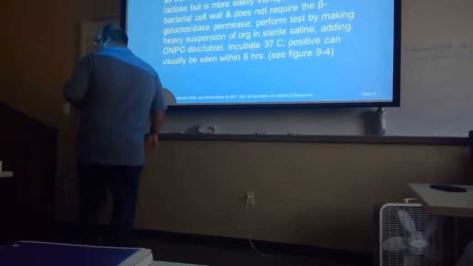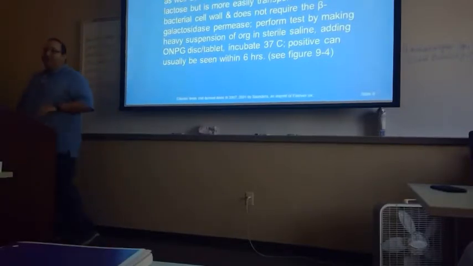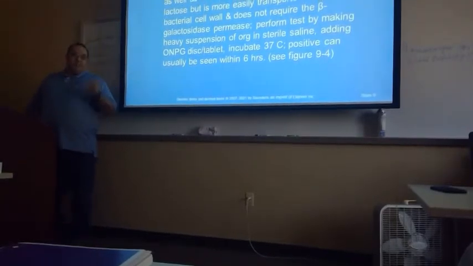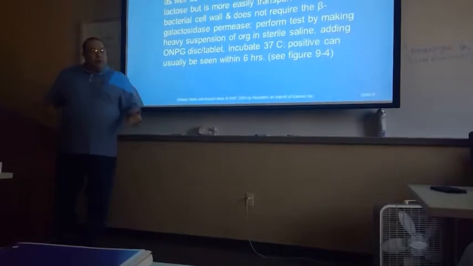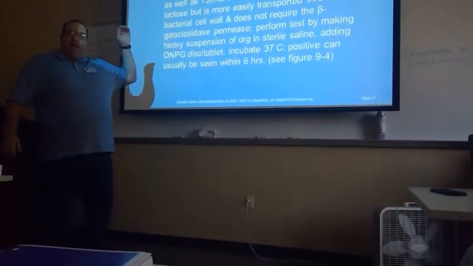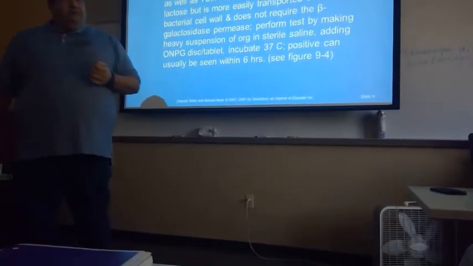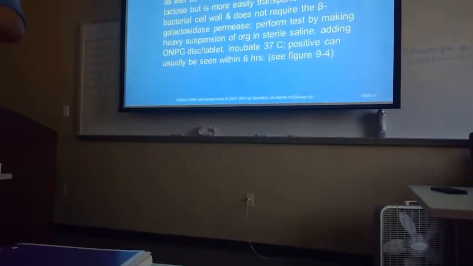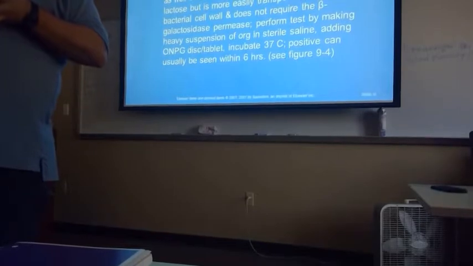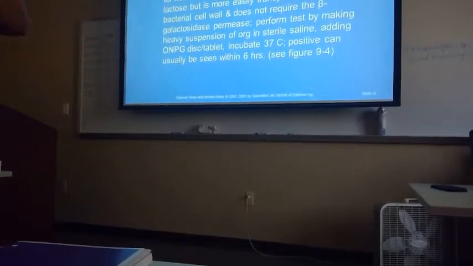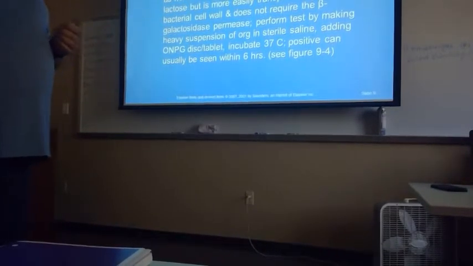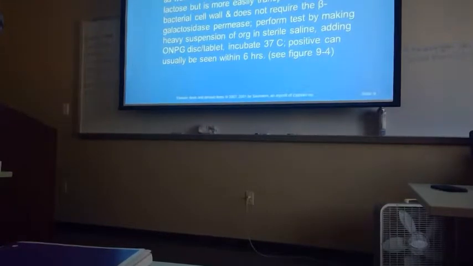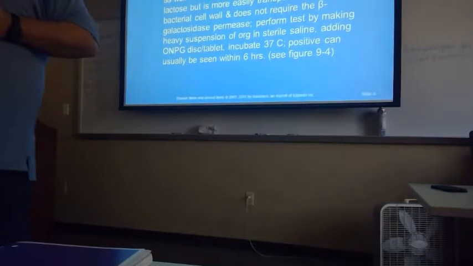There's a figure in the book that shows you what positive is. It depends on the manufacturer. Usually it'll turn purple. That's positive. So if it turns purple, you know that what you have is a delayed lactose fermenter. So if you have that clear colony on McConkey, but you wonder whether this is truly a non-fermenter or just a delayed one, you can do this within 6 hours and you'll know. Versus throwing that plate back in the incubator and reading it in 2 to 3 days.